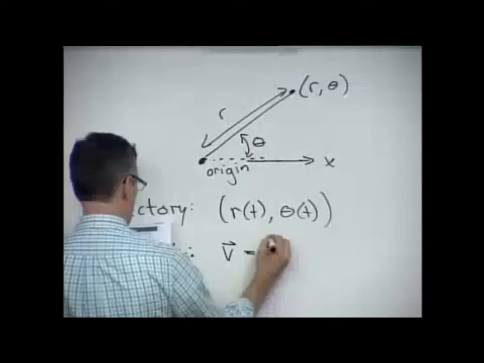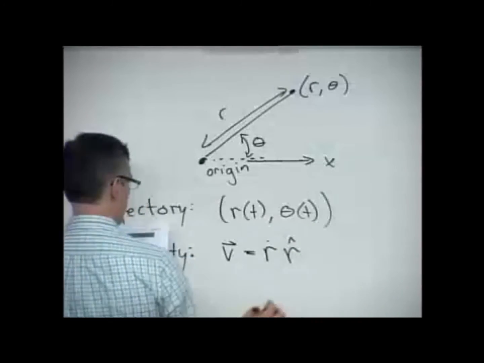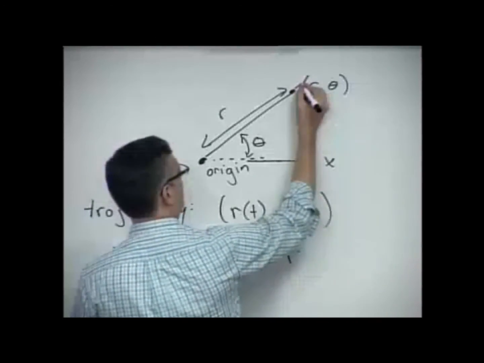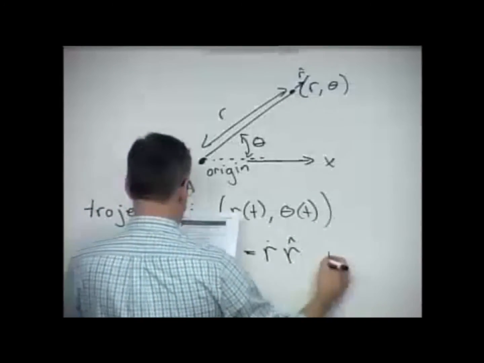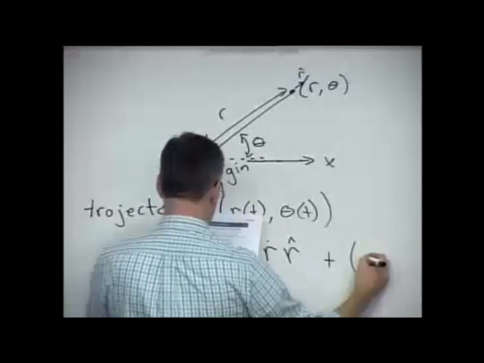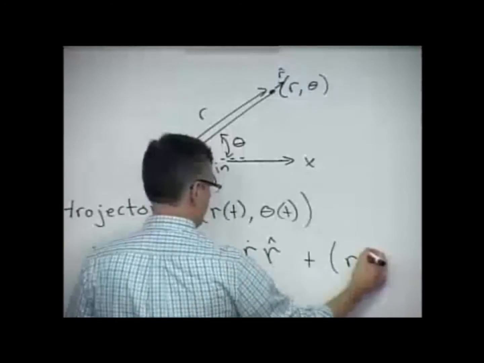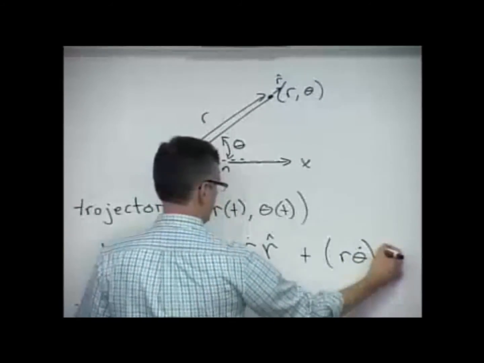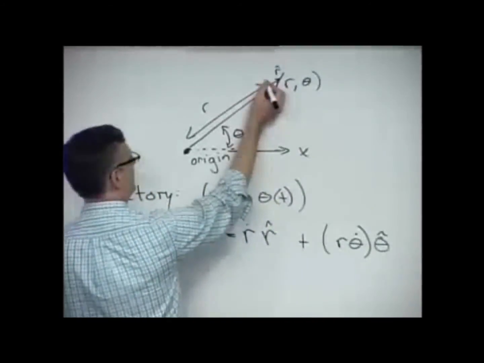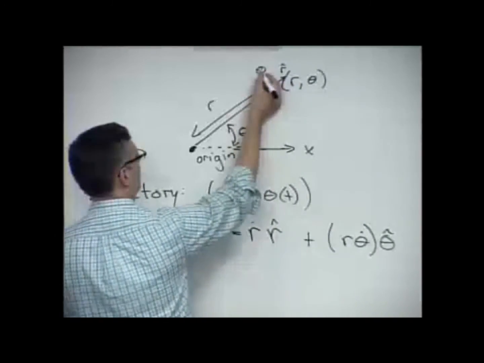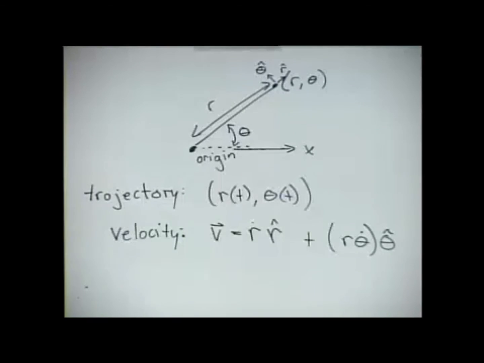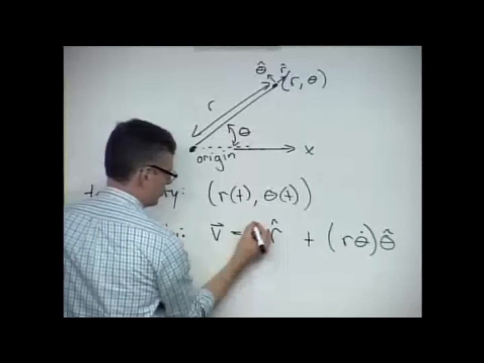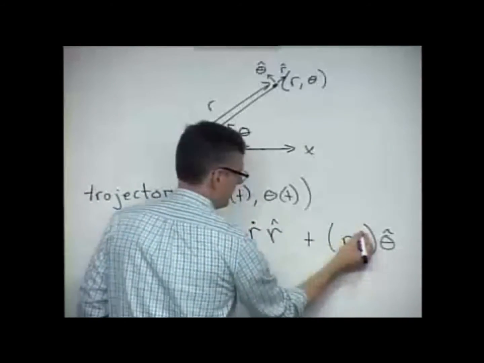is given by r dot, r hat, the unit vector that always points away from the origin, plus r theta dot, theta hat. That's the orthogonal unit vector, theta hat, that always points in the direction of increasing theta. The dots, of course, is just first derivative with respect to time.